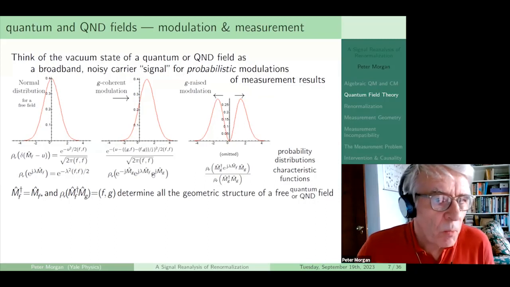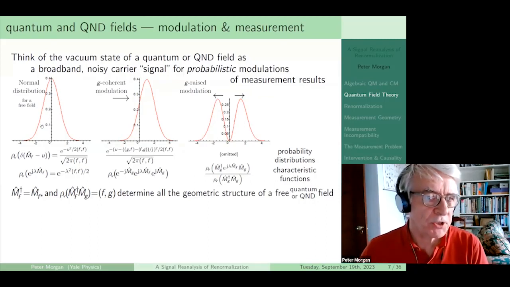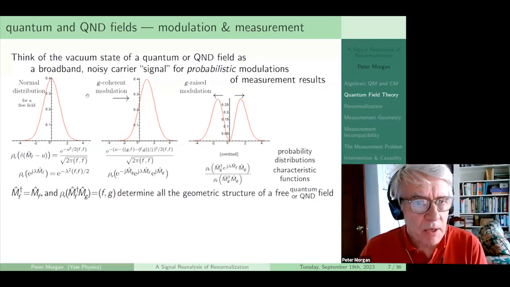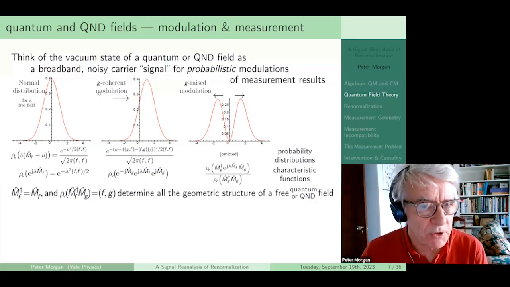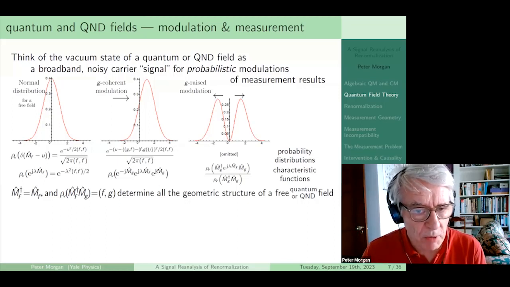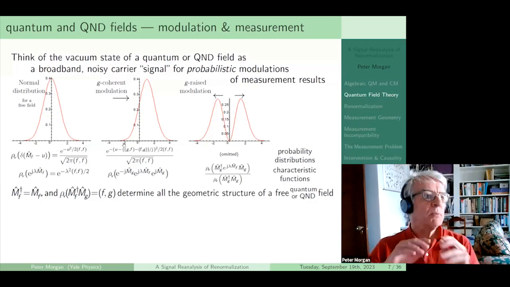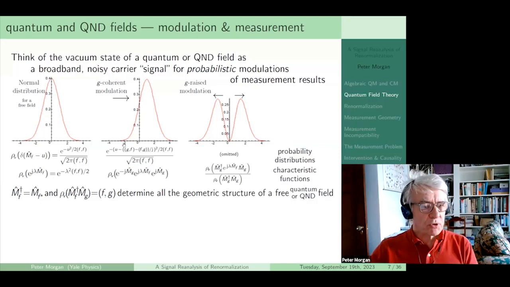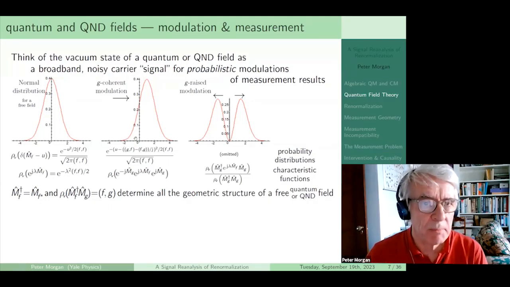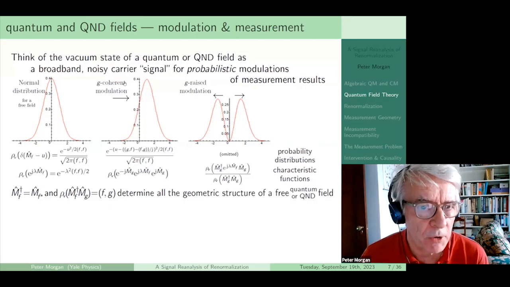And so we can modulate this normal distribution, which is the free field vacuum, by what I'm going to call a G-coherent modulation, by bracketing the generating operator here with a unitary operator constructed with the G measurement operators. And that gives us a displacement where the displacement will depend on how much overlap there is between the F and the G functions. So it varies across space and time how much displacement there is when we impose a G-coherent modulation.